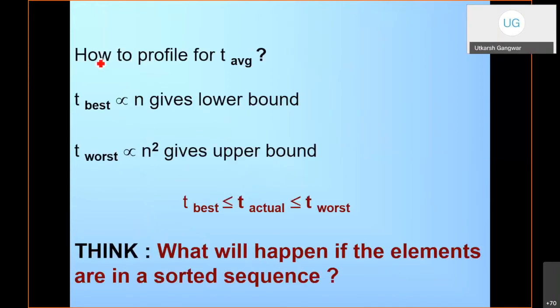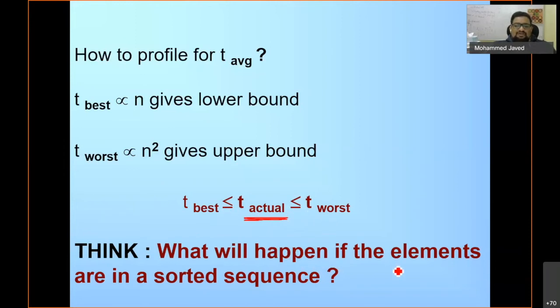Now how to profile the average case? Here the best case is proportional to n, which gives the lower bound. T worst is proportional to n square, which gives the upper bound. So T actual will be the T average, which will be less than T worst and greater than T best.